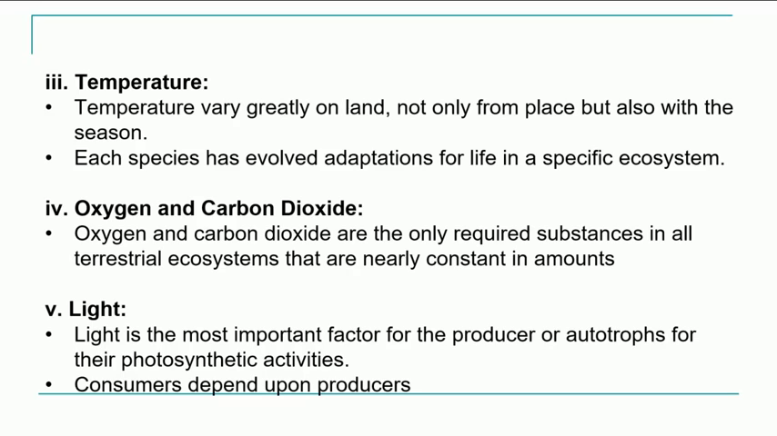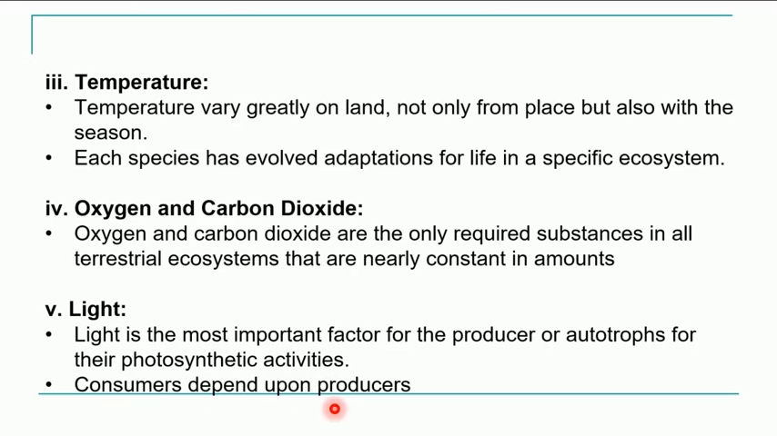Now, the last but very important abiotic component is light, because only when sunlight is present can the producers, that is the plants, which are also called autotrophs, carry out photosynthesis and prepare their food material. And only if producers are present can the other consumers survive.